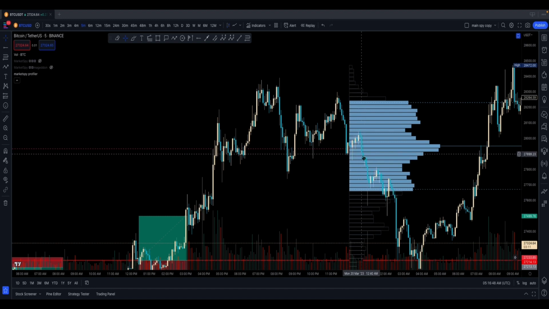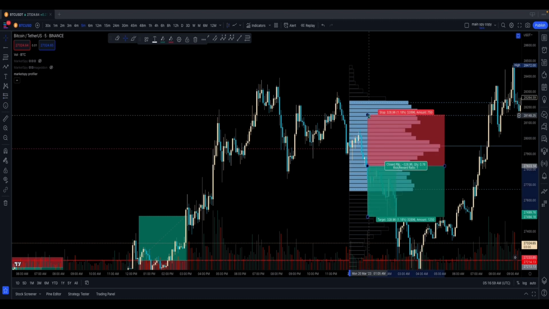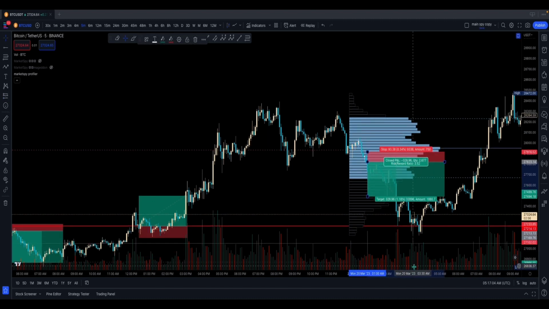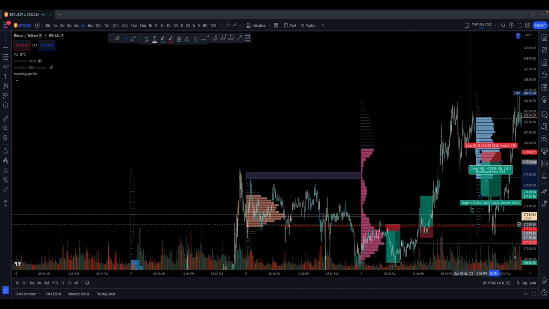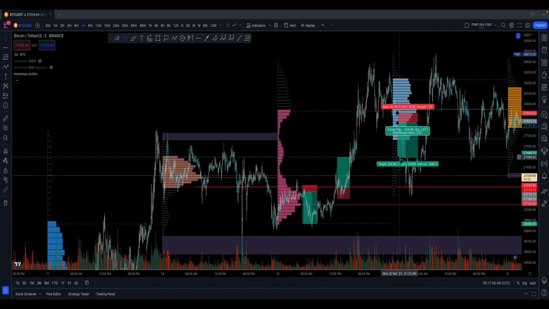Back into value. 15, 30, 45, 1 hour. Okay, so what is the profile telling us? We're going short. 15, 30, 45, 1 hour, 80% rule. Put your stop wherever you would like to have your stop. Again, do not worry about my stops here. And then what are we targeting?